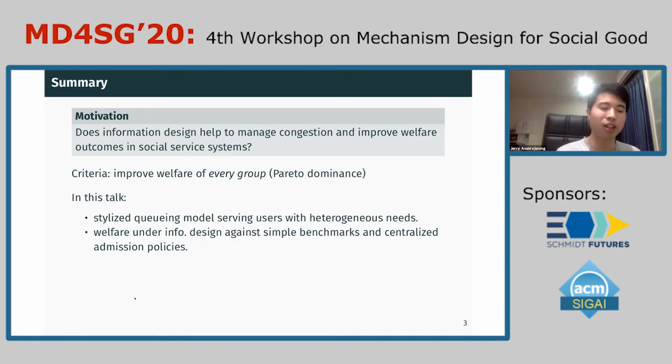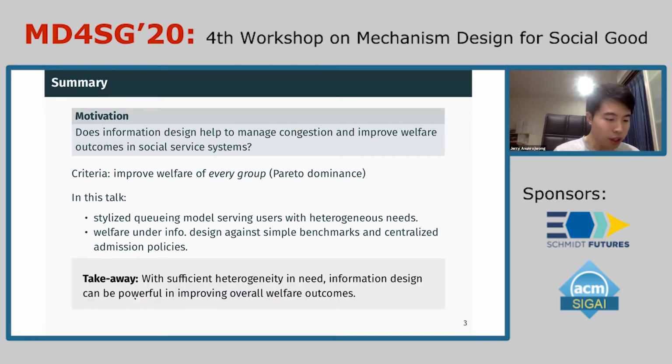Specifically, in this talk, we analyze information design in a stylized queuing model, serving users with heterogeneous needs. We compare the welfare outcome under information design against the simple benchmarks of full information and no information, as well as centralized admission policies, where the service provider can dictate who gets to use the service and knows everything there is to know. The main takeaway of this paper is that with sufficient heterogeneity in need, information design can be powerful in improving overall welfare outcomes.